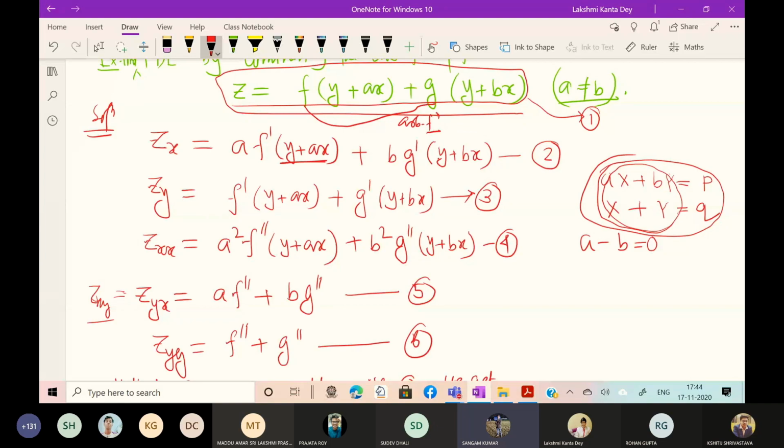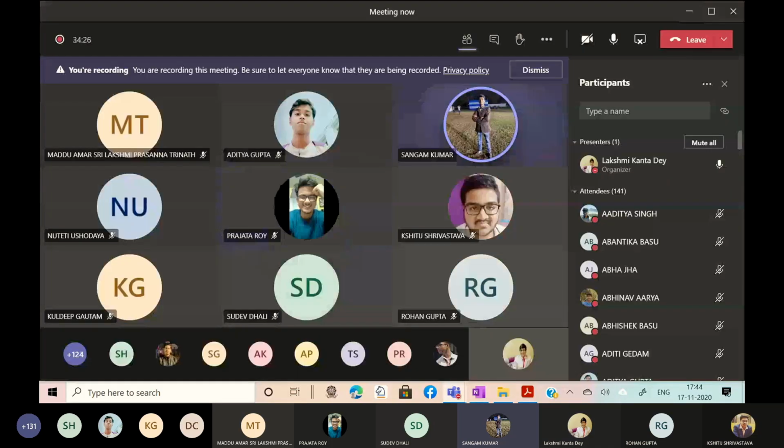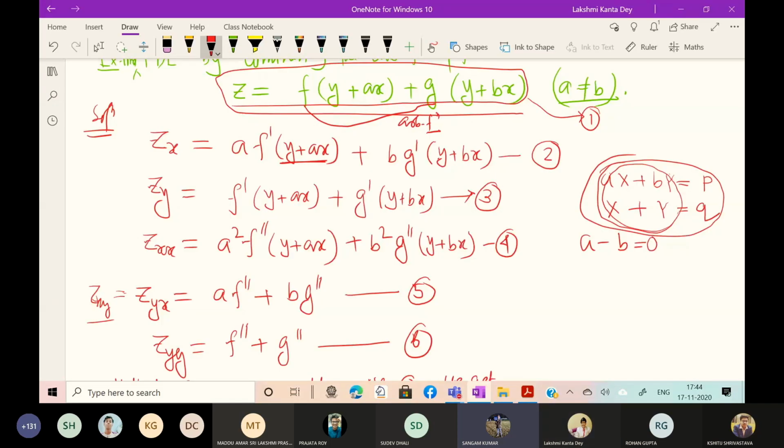Yes, tell me. After solving f dash and g dash in terms of zx, zy, and a and b, we will put the value in equation number 2 or 3, either one. Then you will get an identity. That is not an equation.